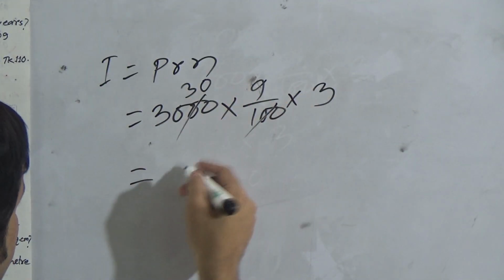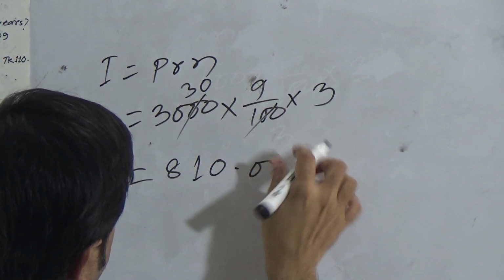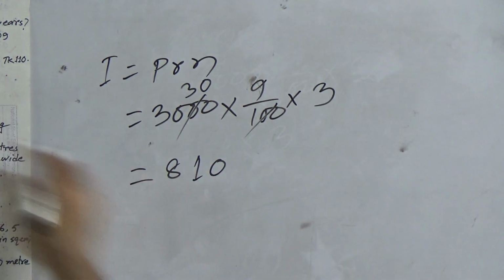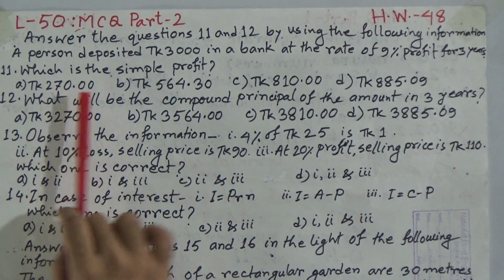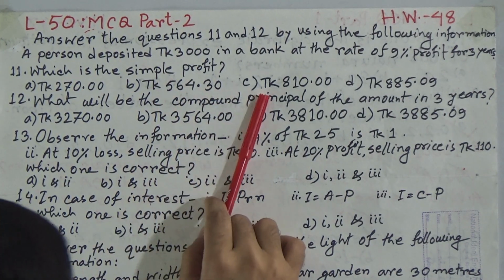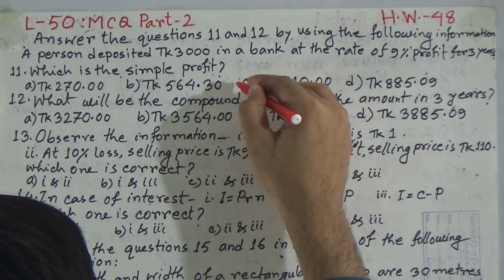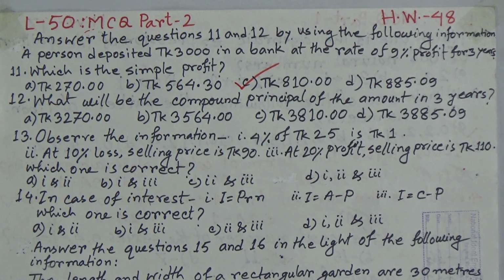So if we multiply these 3, we will get 810.00, or we can write directly 810. Now see which option matches with this. Now option A 270, no. Option B 564.30, no. Option C is 810. Option C is 810. So option C is our answer. Okay dear students, now I will solve question B.